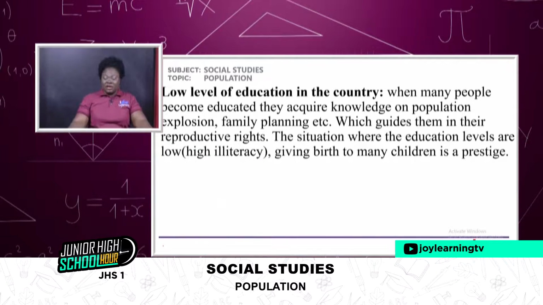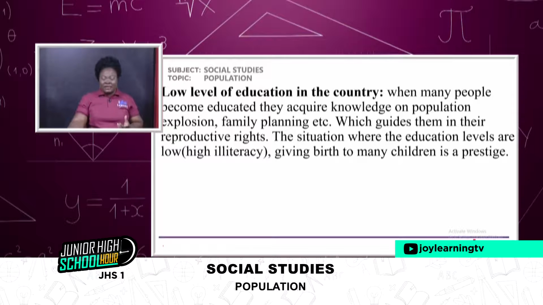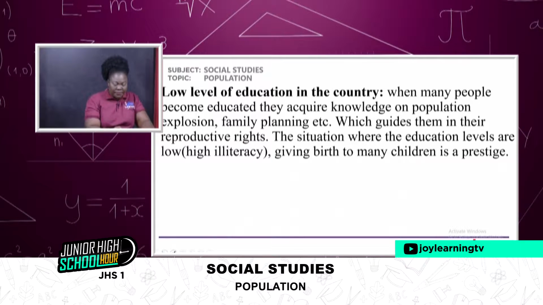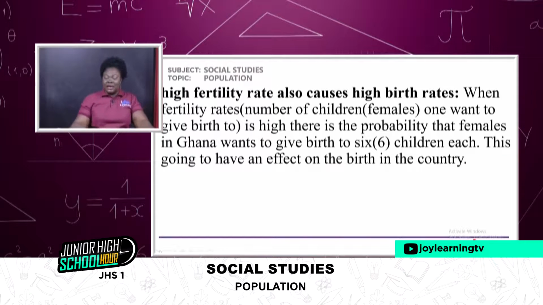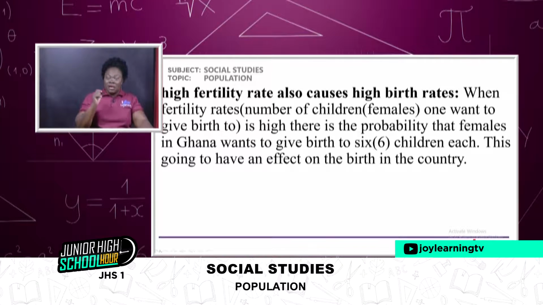Low level of education in the country. When many people become educated, they acquire knowledge on population control and family planning. Yes, they use family planning, which guides them in their reproductive rights. This is the situation where people with low levels of education are inclined to give birth to many children as a prestige. We have discussed that already. High fertility rates also cause high birth rates. When fertility rates, in terms of the number of children one wants to give birth to, are high, there is a probability that females in Ghana want to give birth to 6 children each. This is going to have an effect on the birth rate in the country.